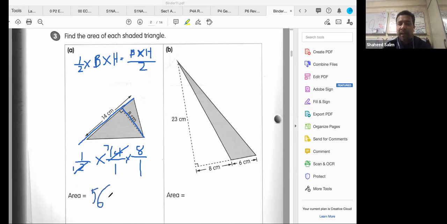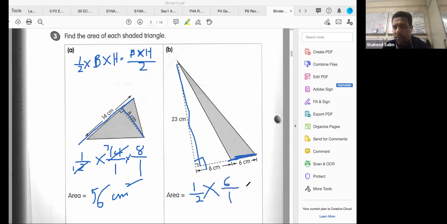So do the same thing now for the other question. What is the base? The base is 6. What's the height? The height must meet the base at 90 degrees. See? You go down, they even show you 90 degrees here. So half times base times height. Base is 6 times height, times 23. Putra can do, not Putra? You understand, Putra? Do you understand?